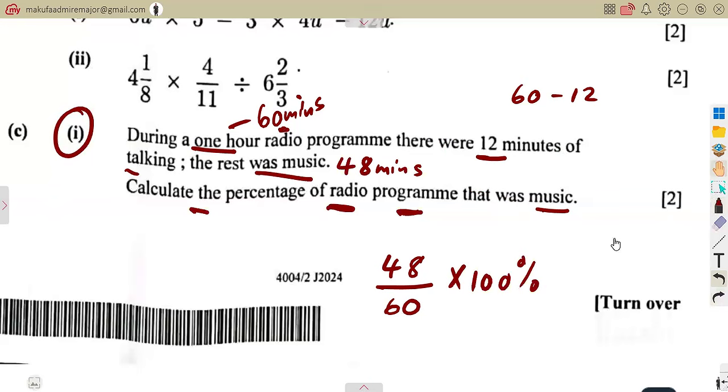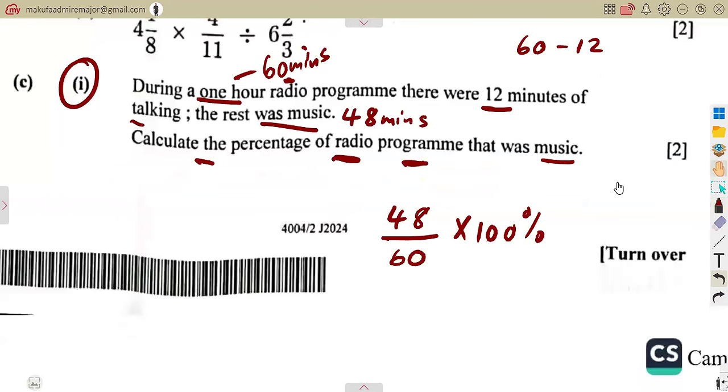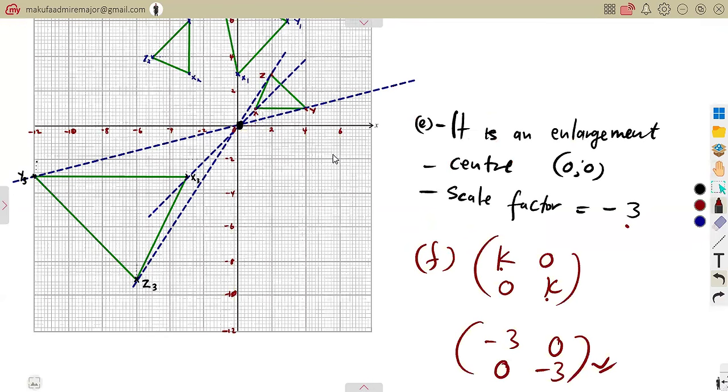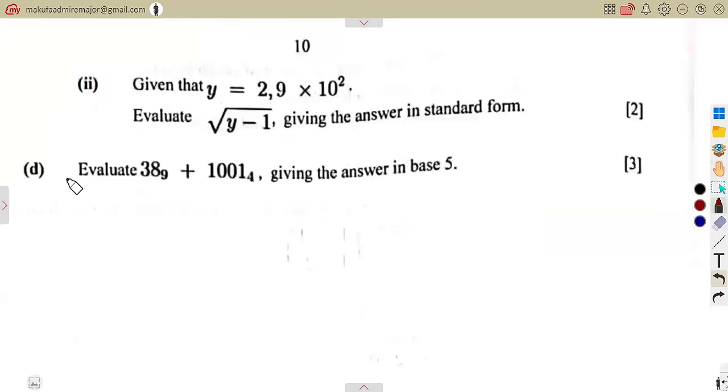So guys, like I said before, this is paper 2. This presentation that you are seeing is enough for you to represent your answer. So your answer in this case was going to give you 80%. So the music part took 80% of the radio program that we are given out of the 1 hour, which is the 60 minutes. It took 80%.